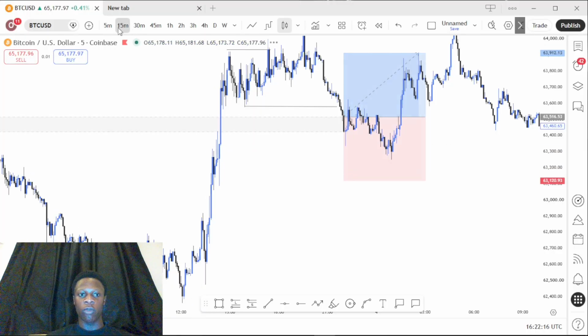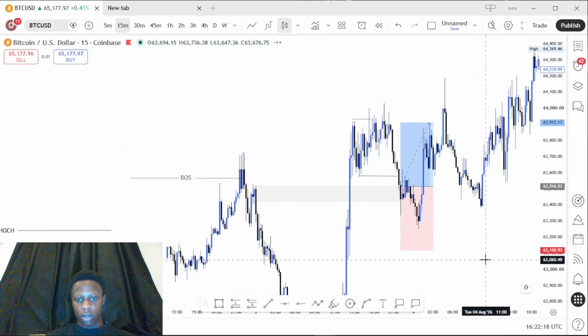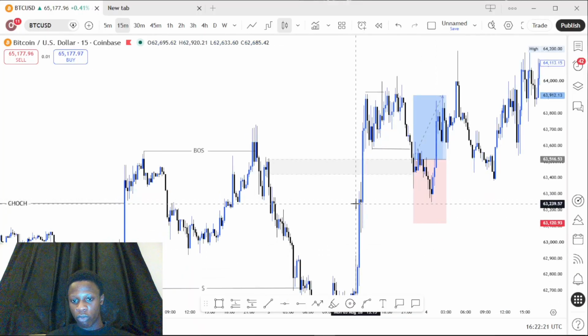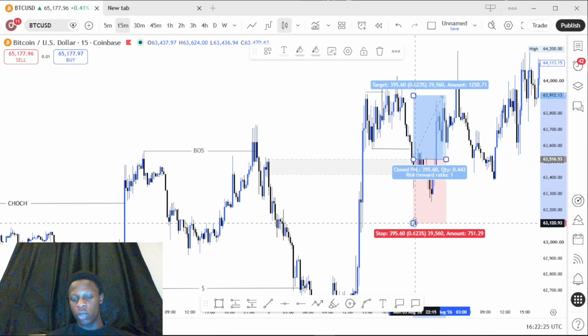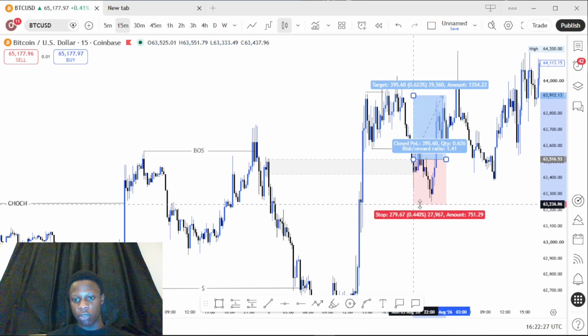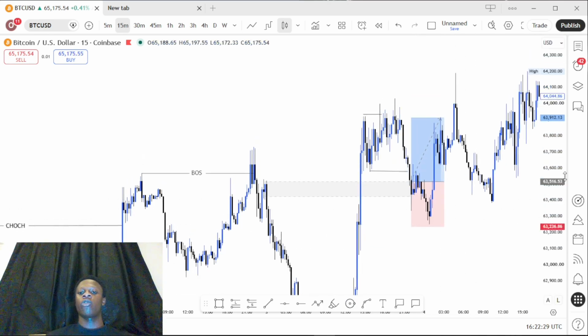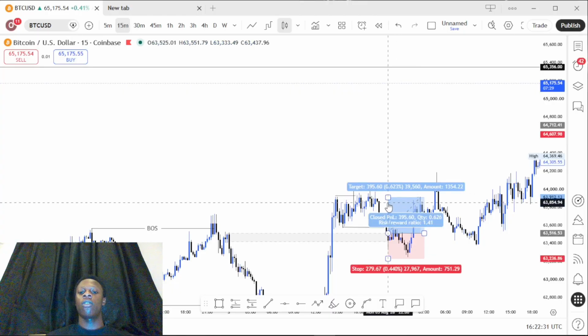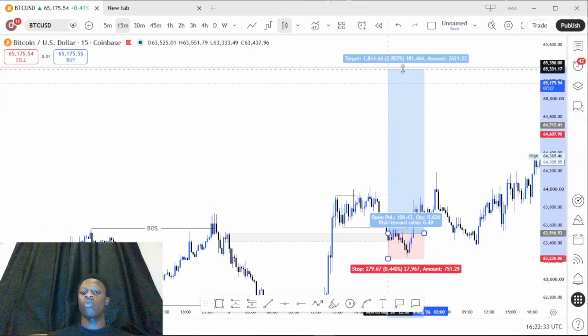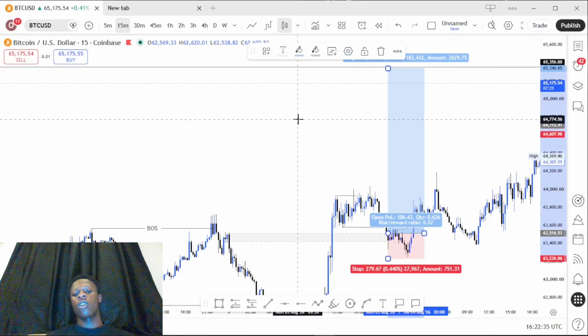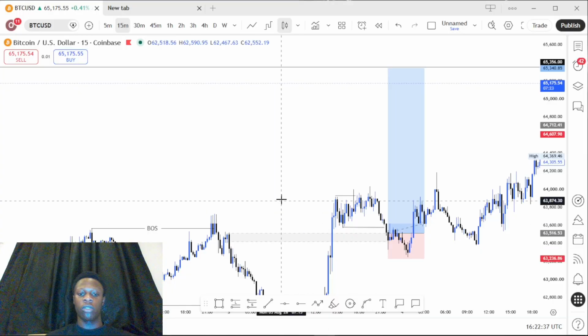I think it was clear on the 15 minutes. Okay, so I placed my setup right in this very place, and it was like this. I placed my stop loss like this. So I targeted the overall high, which was giving about 1:6. So let's check it out.